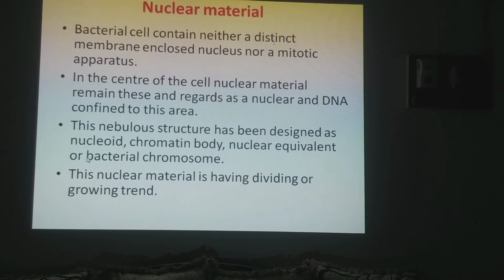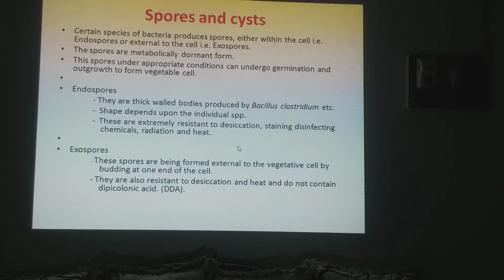It is also designated as a nucleotide, chromatin body, nuclear equivalent or bacterial chromosome. As such, the true nucleus is not there, but all that material remains present, and this nuclear material has a tendency to divide into different parts. These were the internal structures of the cell.